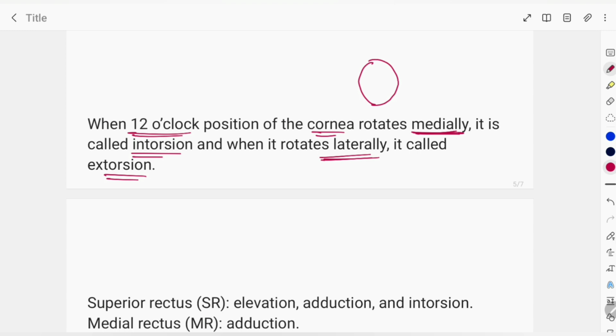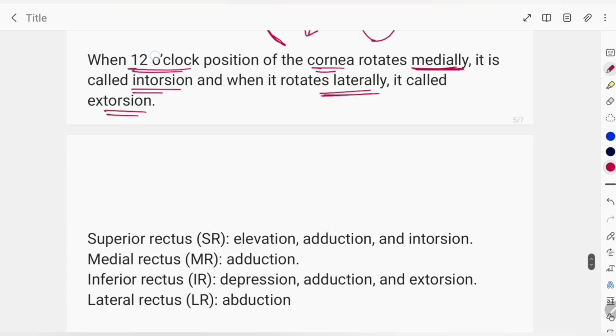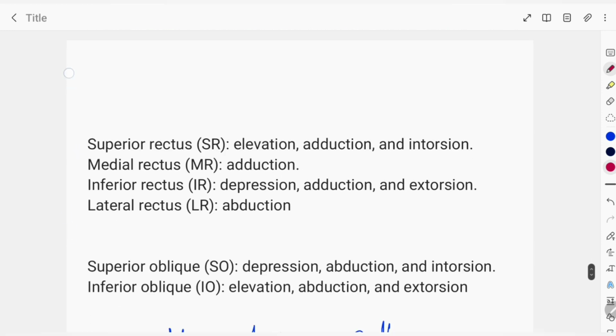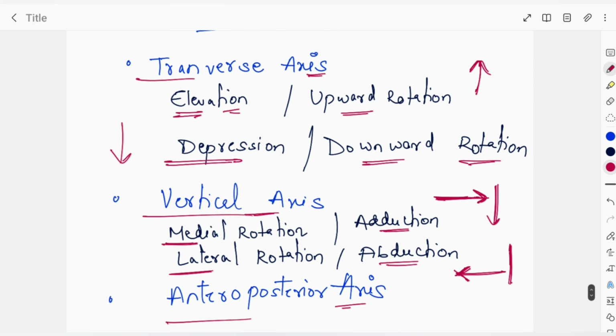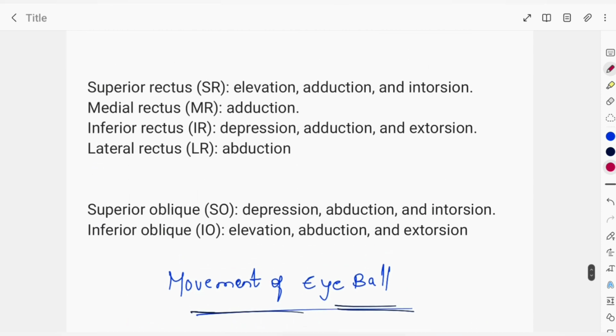So unlike the adduction and abduction, there is this movement. Suppose this is intorsion and this is extorsion. We will be seeing this in a pictorial way, so we will understand it more. Okay, so these two things you understand, that there are axes and then there are actions of those. Now all the muscles we are talking about.